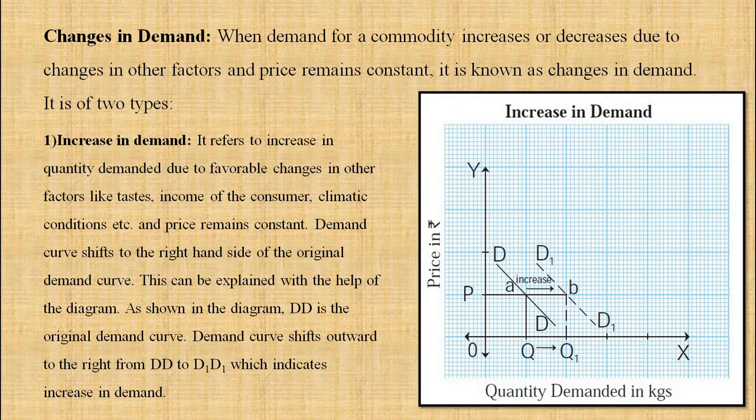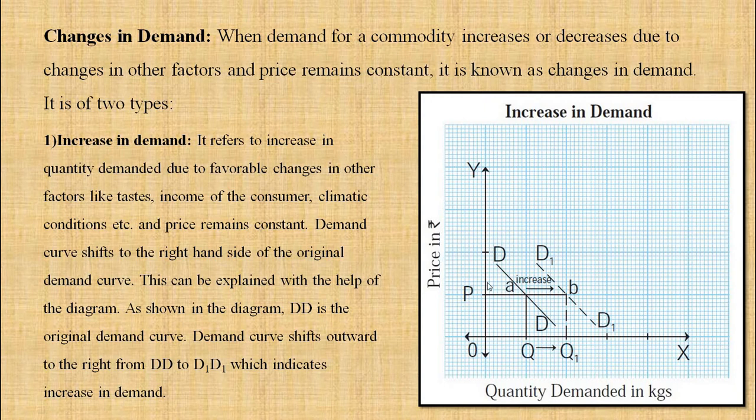Now, changes in demand. In variation, there are only expansion and contraction. In changes in demand, there is increase in demand and decrease in demand. Let us understand that. When demand for a commodity increases or decreases due to the change in other factors like income or climatic condition, taste, etc., there is no change in price. There is absolutely no change in price, but demand rises because of changes in taste, consumers' income, climatic condition. This is what is called increase in demand.